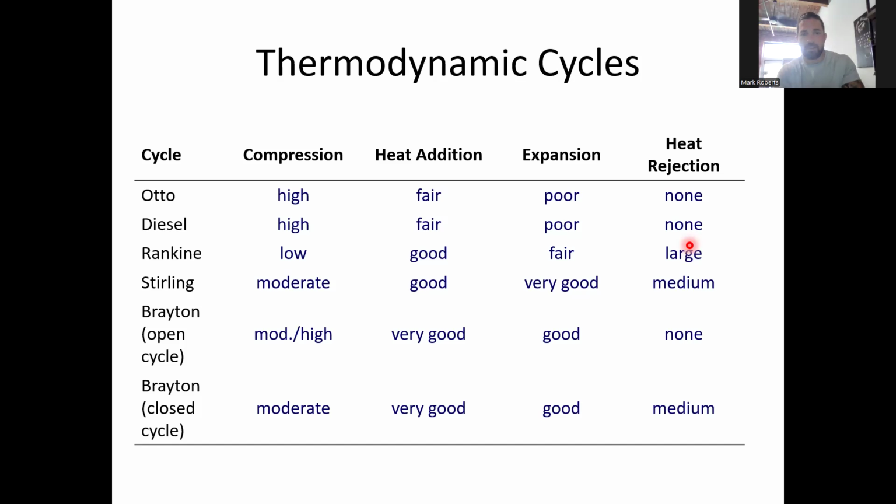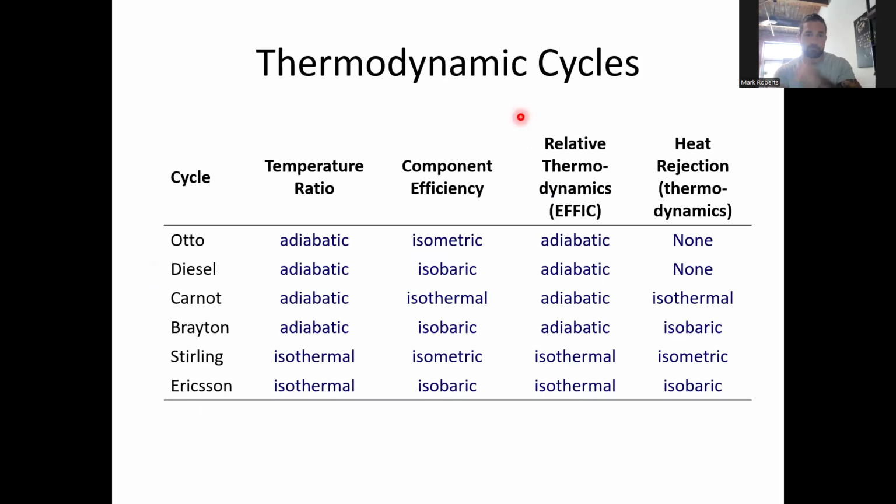Here's a list of the various thermodynamic cycles. Again, the Rankine and Brayton cycles are important. The Otto cycle is also a useful cycle. It's just talking about relative compression, heat addition, expansion, and heat rejection, and that's a measure of how efficient some of these processes can be.